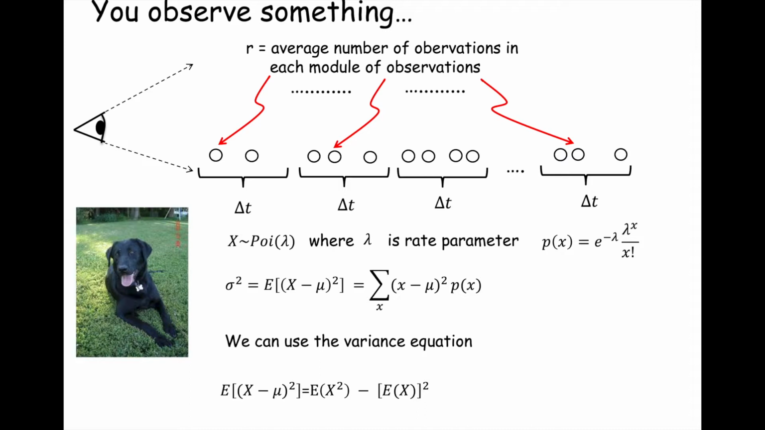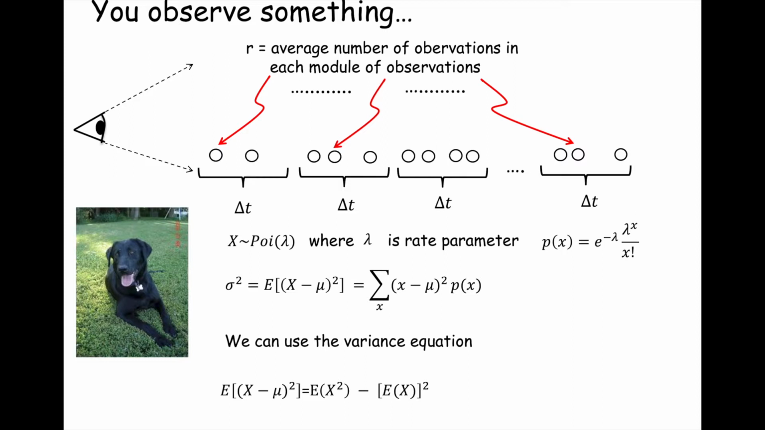Really wish I had another board. And I'm left with the variance of x, that's what I started with, is equal to E of x squared minus the quantity E of x, which is the same as mu, squared, right? And so there's exactly my variance equation.